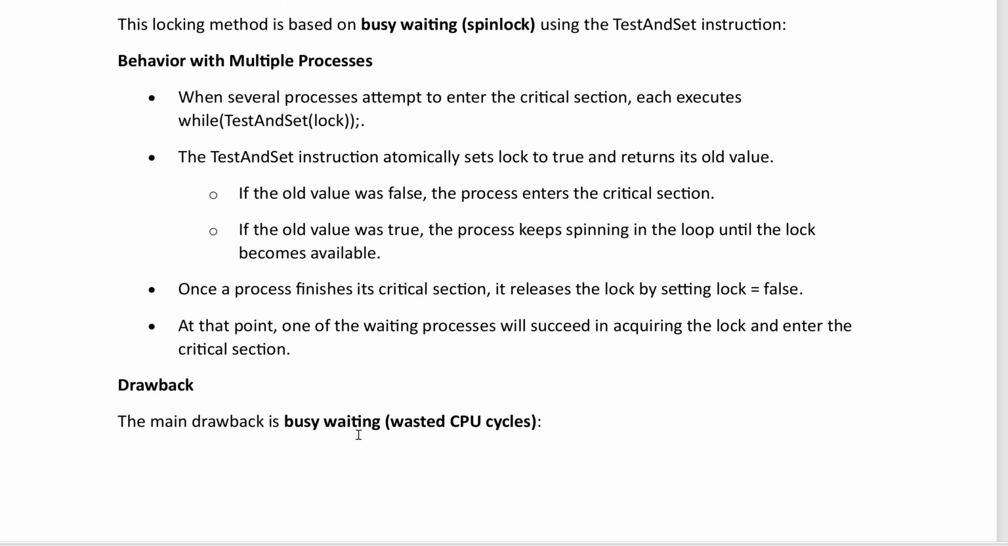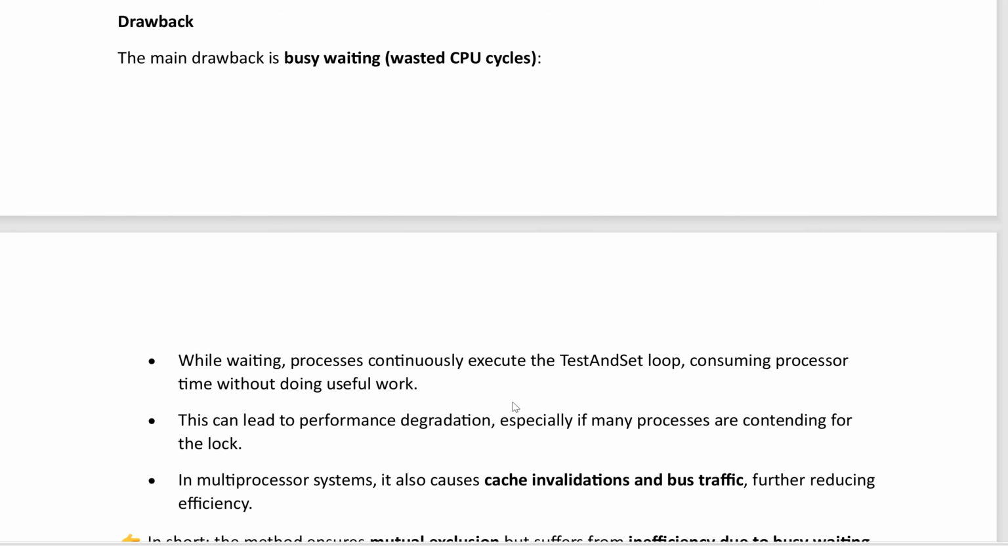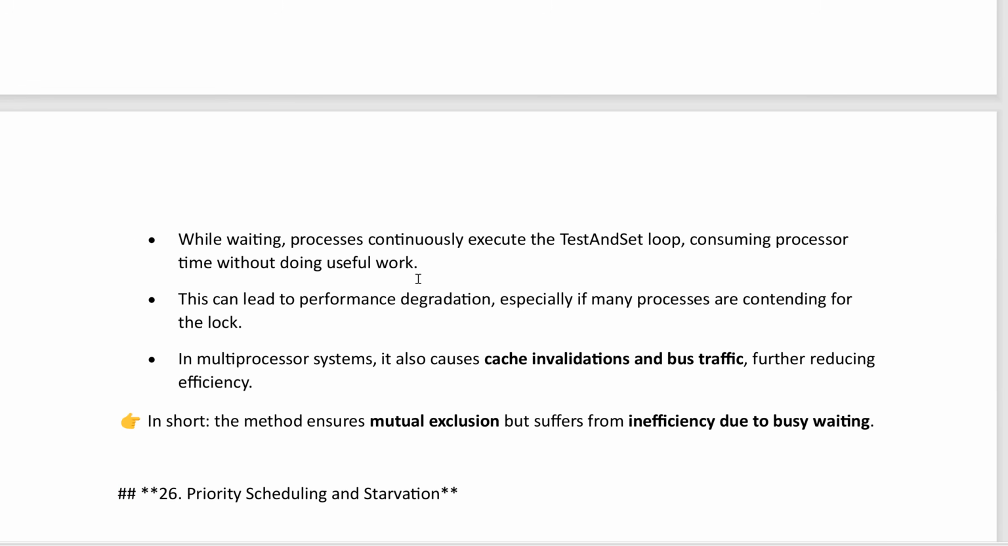The main drawback is the busy waiting, or the wasted CPU cycles. That is, while waiting, processes continuously execute the test and set loop, consuming processor time without doing useful work. This can lead to performance degradation, especially if many processes are contending for the lock. Contending means competing for the lock, if many processes need to acquire it, right? In multiprocessor systems, it also causes cache invalidations and bus traffic, further reducing the efficiency. So in short, the method ensures mutual exclusion but suffers from inefficiency due to busy waiting.